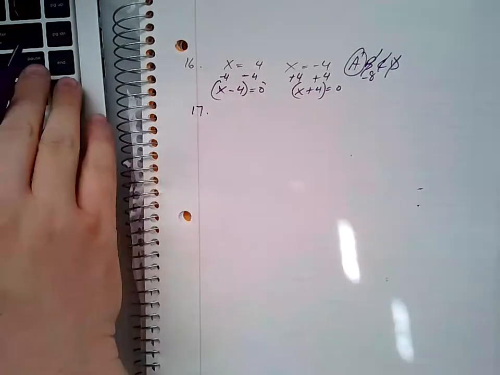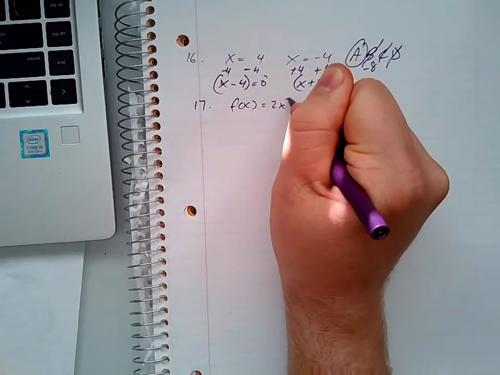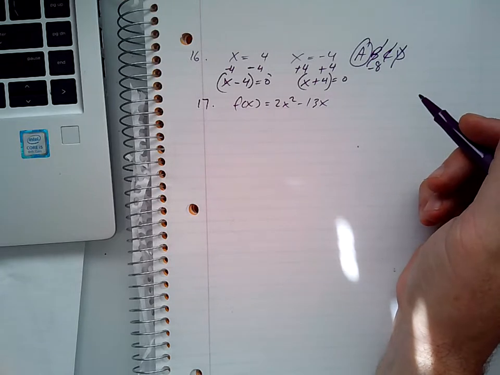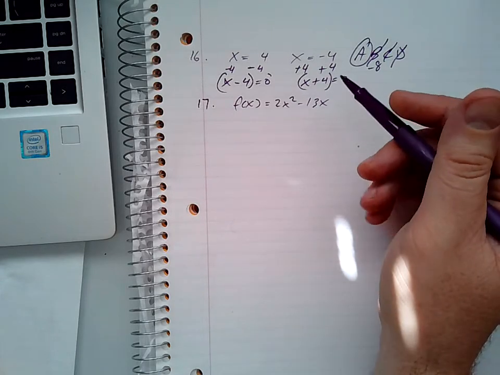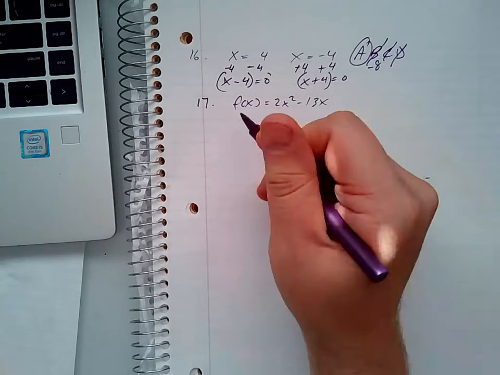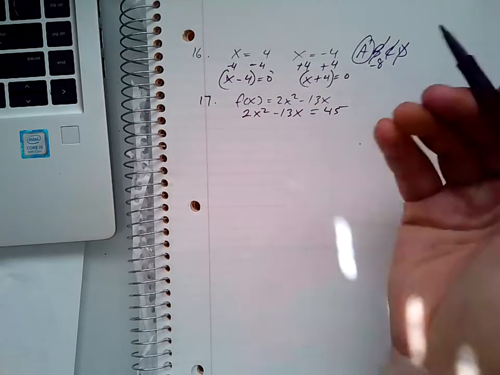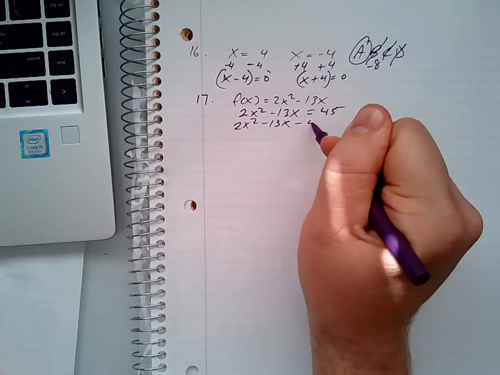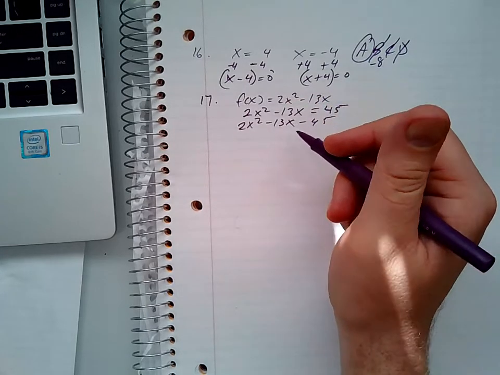17. The area of a rectangle is modeled by f of x is equal to 2x squared minus 13x, where x represents the rectangle's length in yards. What is the rectangle's length? The total area is 45 square yards. So this models the area. We need this to be, if we know that this is going to be equal to 45, we can set it up that way. So 2x squared minus 13x equals 45 yards. And now we can solve. So I can move this guy over. 2x squared minus 13x minus 45. And then I can plug this into my quadratic formula.